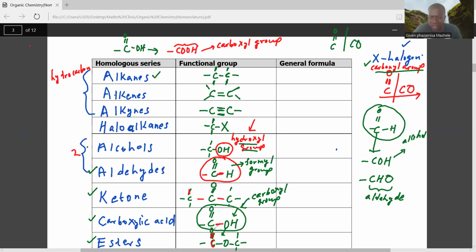I believe you're following. So in all the time, if you want to remember about aldehyde, ketone, carboxylic acid, and ester, you do exactly as I'm telling you. So we have carboxylic acid, a carboxyl group is a functional group. Formyl, it's for an aldehyde. Carbonyl, it's for a ketone. Carboxyl, it's for a carboxylic acid. I strongly believe you are following.